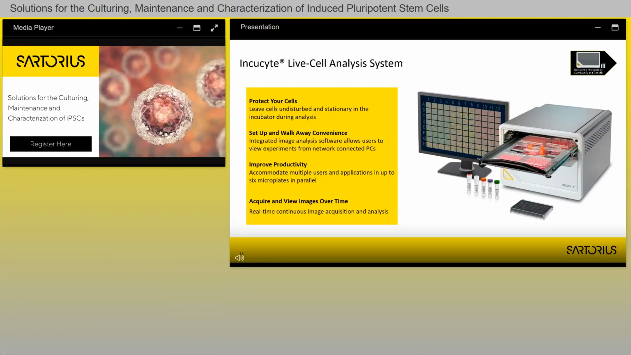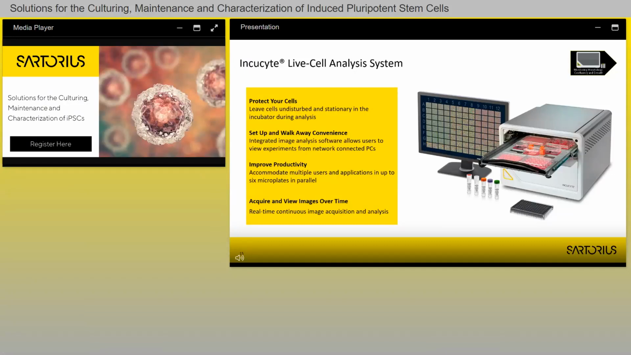So the good thing about the Incucyte is that you can leave your cells undisturbed and stationary in the incubator during analysis. So you're protecting the cells from being removed from the incubator multiple times in order to take images. The image there of the Incucyte itself isn't what you would normally see, because usually that would be sitting inside an incubator.